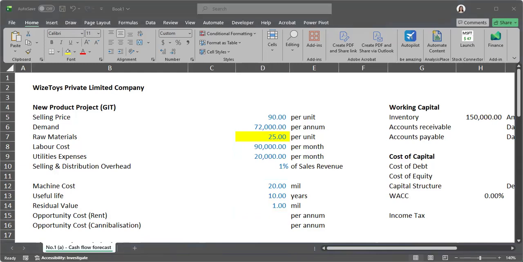Opportunity cost. Opportunity cost for rent is 180K. And the potential loss for cannabis is 800K per year.